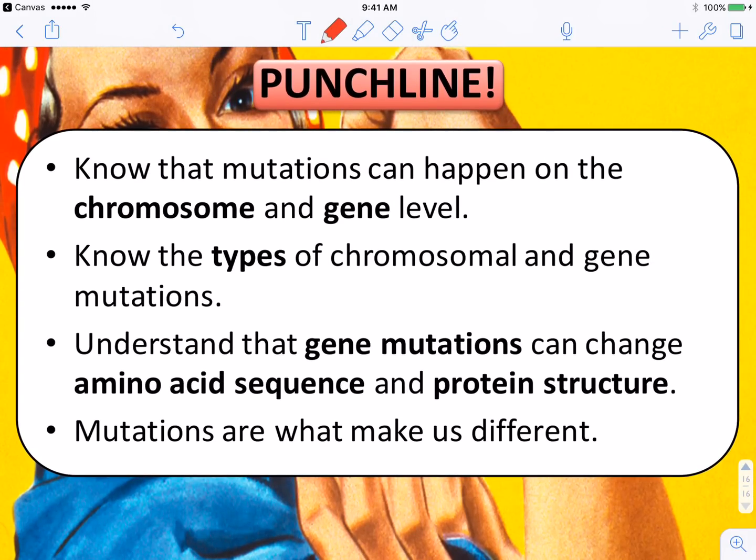So the punchline is you need to know the 2 different levels that mutations happen, chromosome and gene. You need to know the types that we've covered in these notes, and you need to understand that gene mutations can change the amino acid sequence, which changes your protein structure or your polypeptides. And mutations are what make us different.